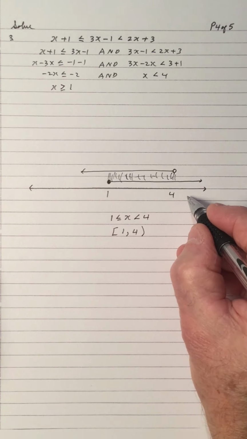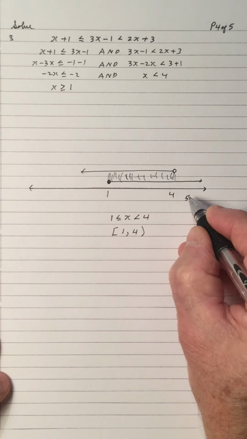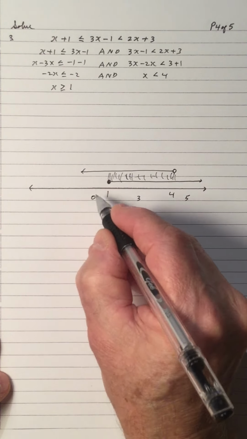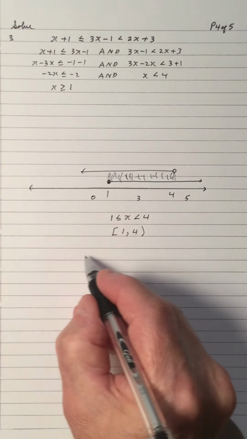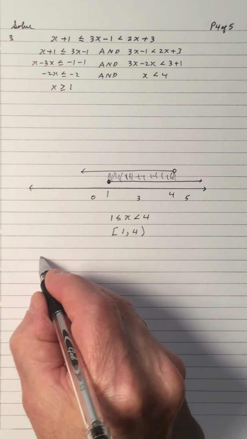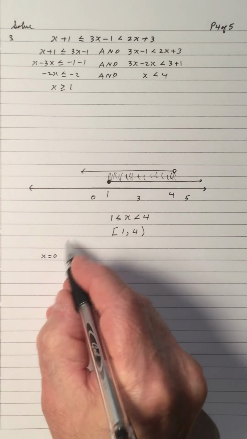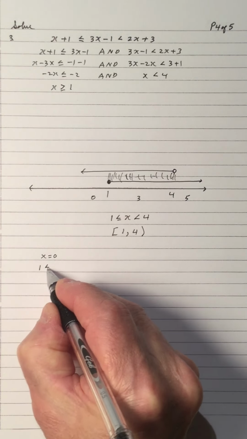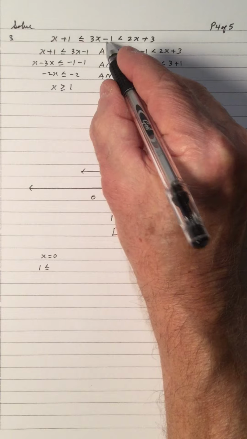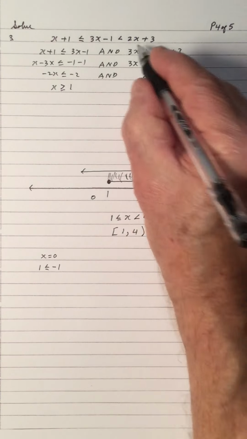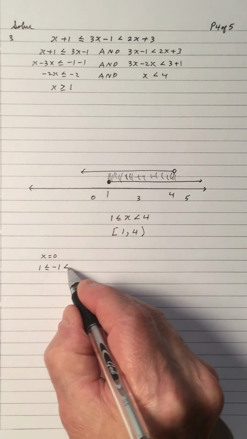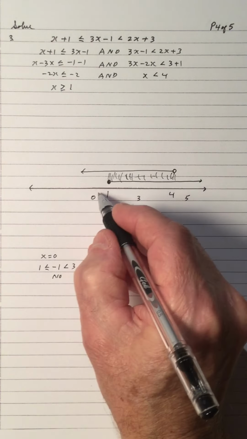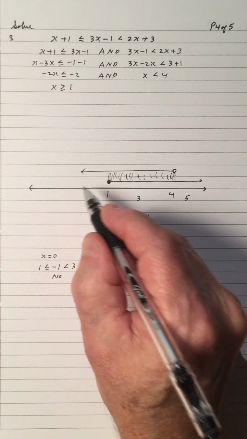Another way to look at it is to put a 5 here, and put 3 here, and put a 0 here. So if you put 0 in the inequality, if you take x is equal to 0 and sub in, I'm going to put a 0 in here, I get 1 less than or equal to. Put a 0 here, I get a negative 1. Put a 0 here, I get a 3. So 1 is less than negative 1? No. So we can't take the numbers to the left of 1.